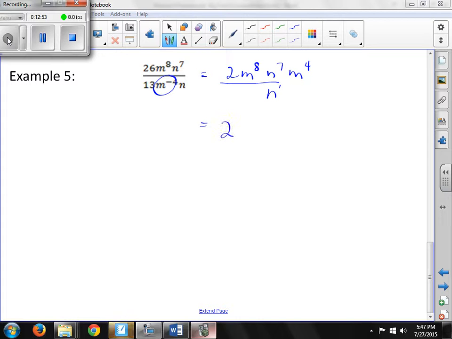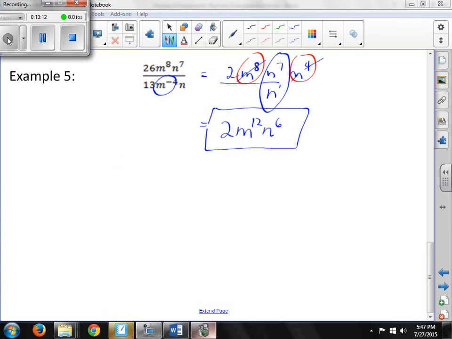So that now we have 2. And let's combine the m to the 8th times the m to the 4th. And that would give us m to the 12th. So now we use those up, and n to the 7th divided by n to the 1 would be n to the 6th. Final answer on that one.